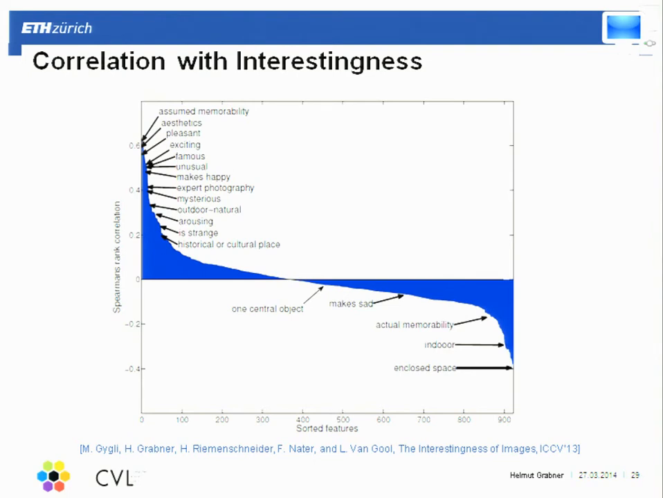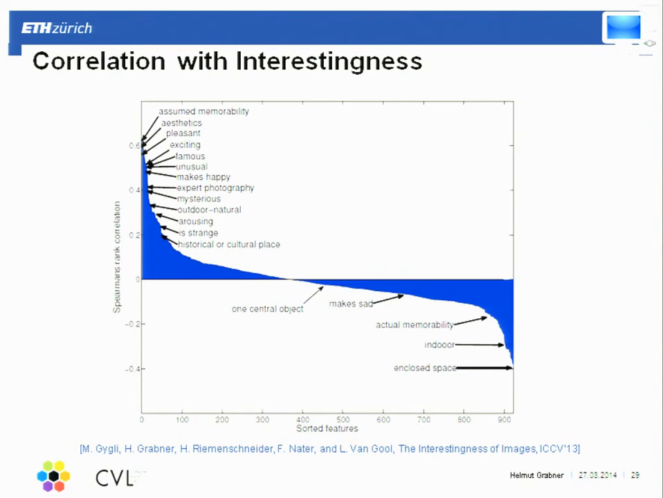A funny side story to this: they did this experiment about memorability, how well an image can be remembered by a human. And they showed with this data that it is not correlated with aesthetics and not correlated with unusualness. They also asked the people, do you assume that you will remember this image? And this was also not correlated with the actual measured memorability. Contradictory to that, what we found out is that assumed memorability is highly correlated. It's one of the top five features for interestingness, whereas actual memorability is negatively correlated.